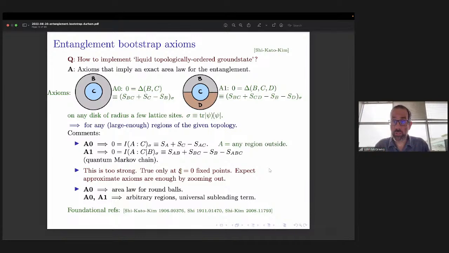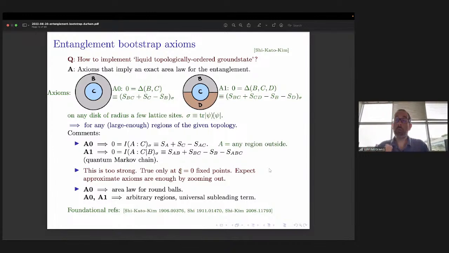So I really want to describe a wave function at a generic point in a gapped phase of matter where the correlation length may be small, but not zero. And the thing I'm actually describing is just the fixed point representing the phase.